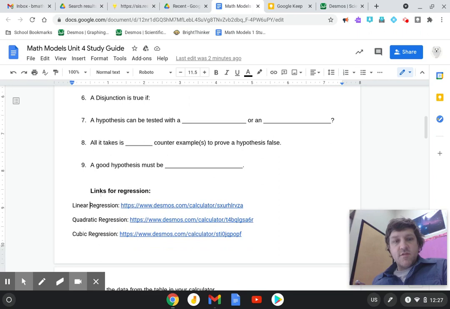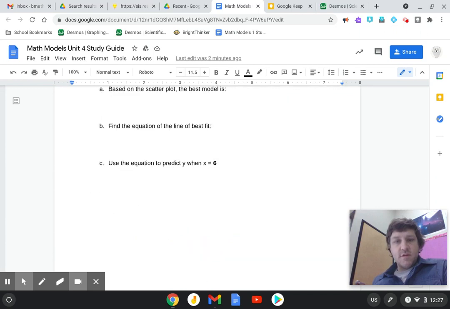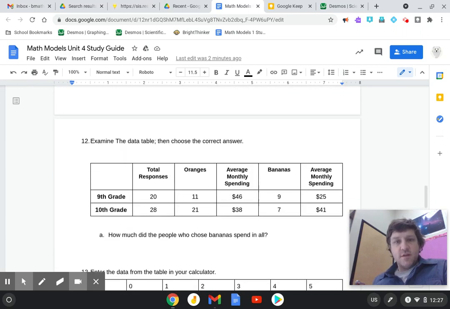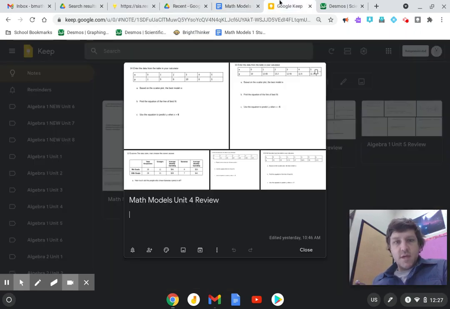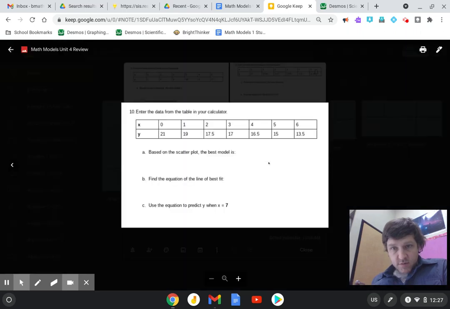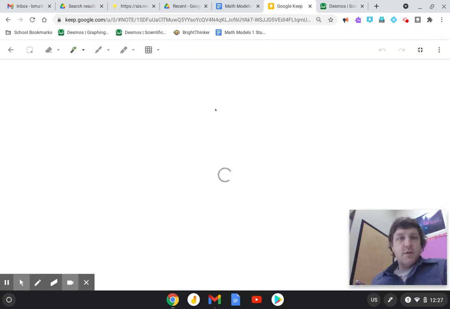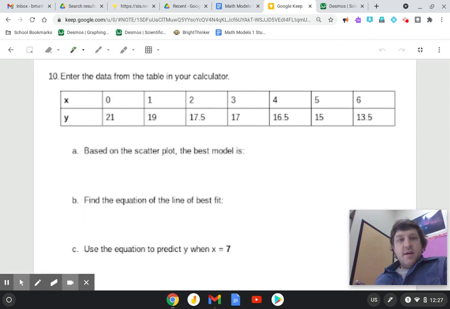I also put the links for the different regression lines here at the bottom of the first page. And then after that, the rest of this is mostly doing the regression with one exception. There's one other type of question. So I'm going to jump over to the Google Keep, and we're going to go over these questions one by one. So enter the data from the table into your calculator, and then it asks you to find the scatter plot or the model, the equation of the line of best fit, and then use that to predict.